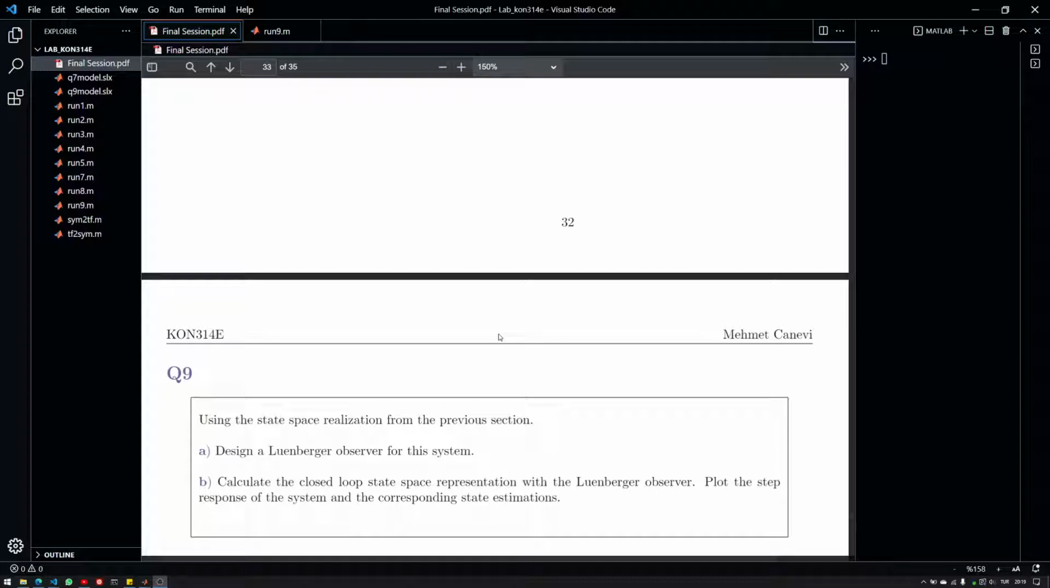Now, in some circumstances, it might not be possible to measure all of them, or it might be too expensive to measure all of them. And therefore, we might need to design a structure or come up with an algorithm that will essentially fill in the needs of a measurement.